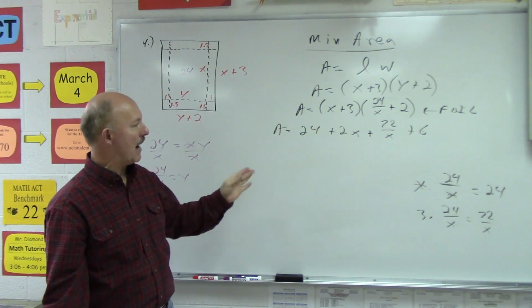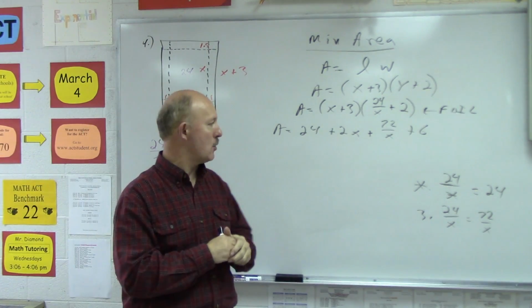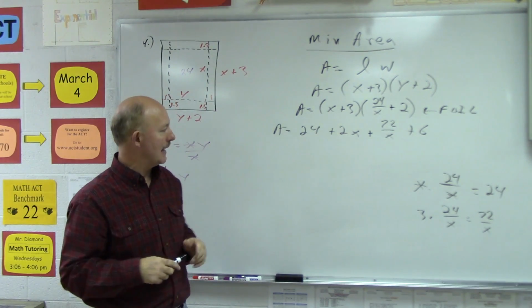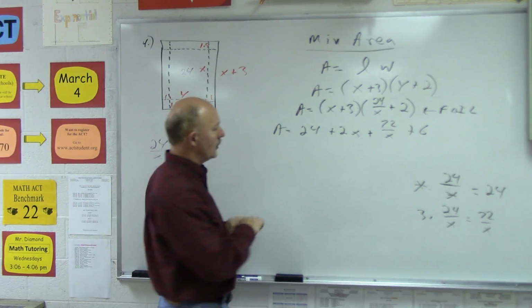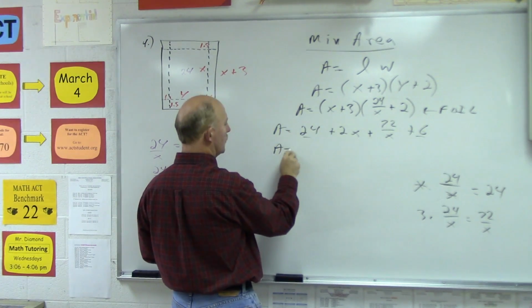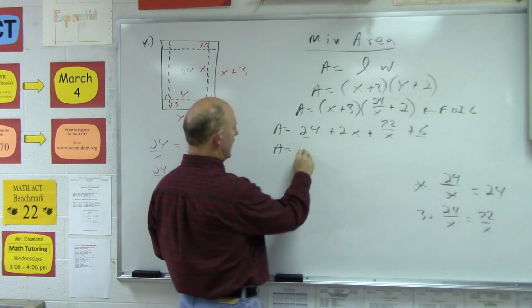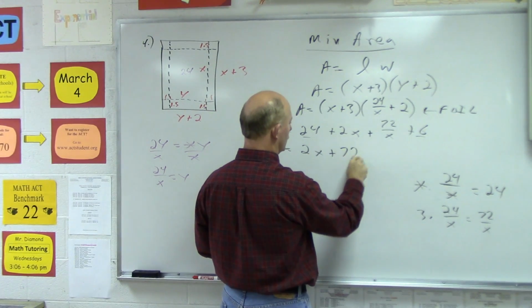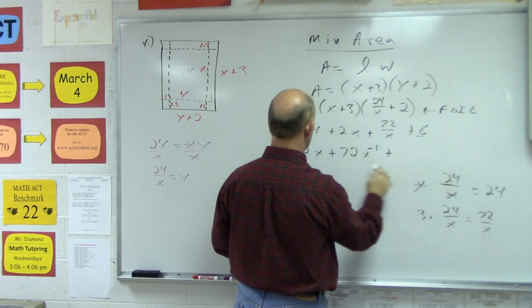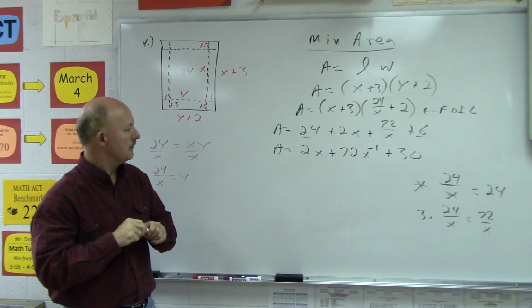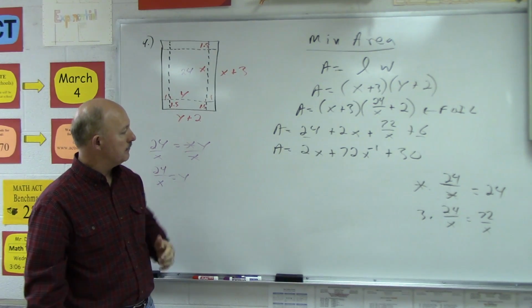So when you get that multiplied, this is what your product will look like. You're going to do first, outer, inner, last. You're just multiplying the two binomials. It's kind of odd multiplying with this fraction there. A lot of students aren't used to that, but this would be our product. Now let's go ahead and add the 24 and the 6 together. So A equals 2x plus, now 72 over x, I'm going to write that as 72x to the negative 1, and 24 plus 6 gives you 30. So this will be our area formula in terms of x now.